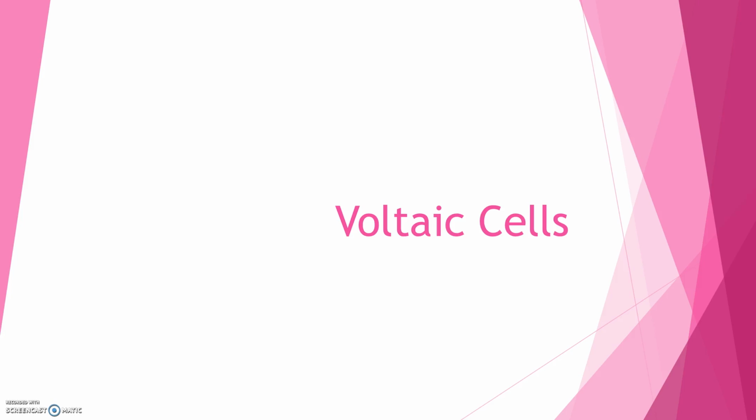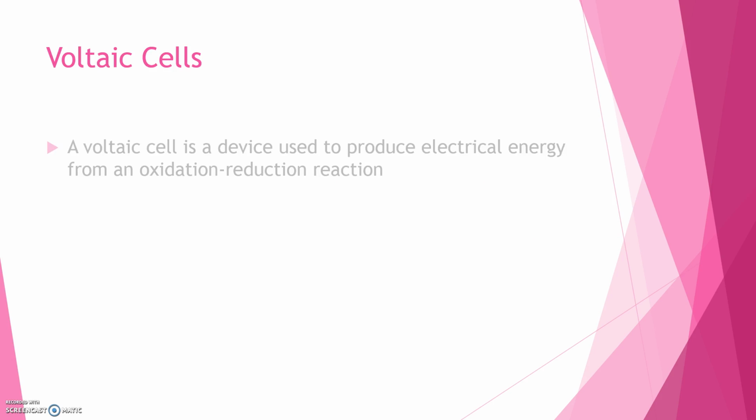Okay, so now we're going to learn the application of redox reactions. We're going to look at how we apply this electron transfer that we've learned how to balance. And we're going to do that by looking at what's called a voltaic cell. I'm going to give you a lot of background here, and then we'll do problems in class.